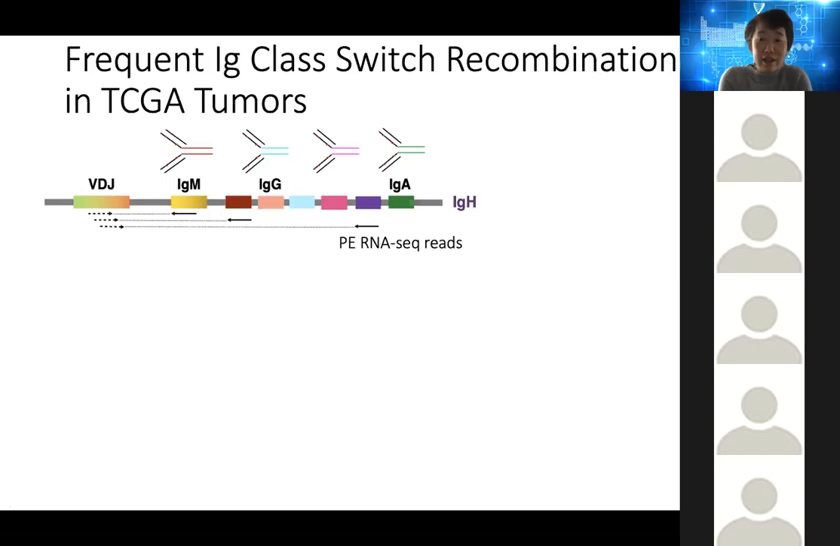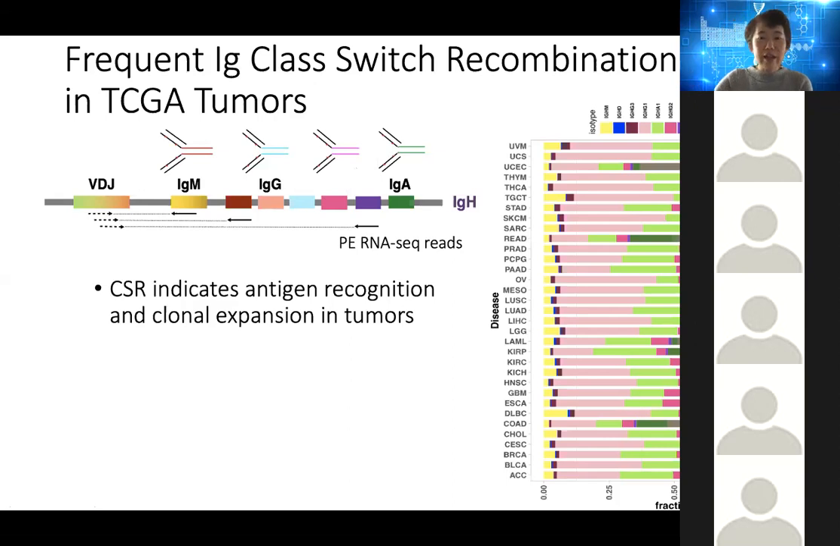And because TCGA data are mostly paired-end reads, we can use a computational algorithm. By the way, this is an algorithm developed in our group. With one read, you can get the VDJ, but from the other read, we can get the constant regions. And then we will know what is the constant region, what's the antibody tail that's used. The VDJ basically provides the recognition of the antigen, and the constant region decides what is the downstream effect signaling.